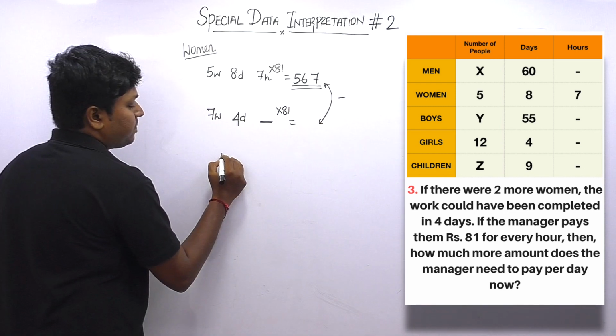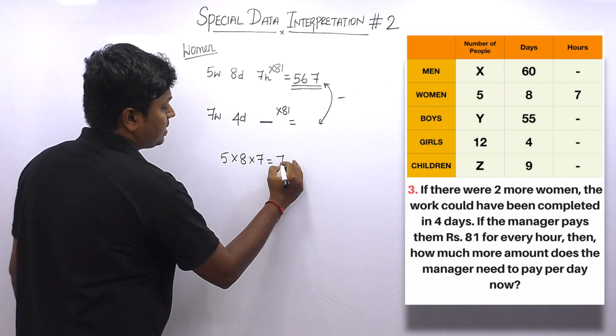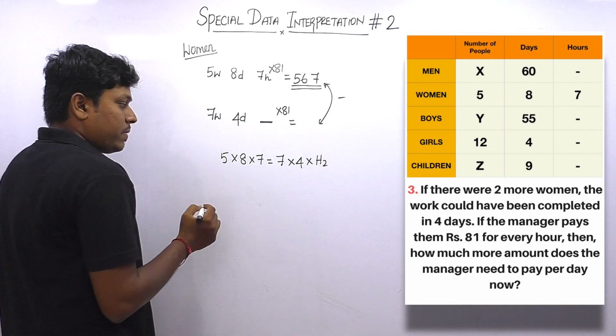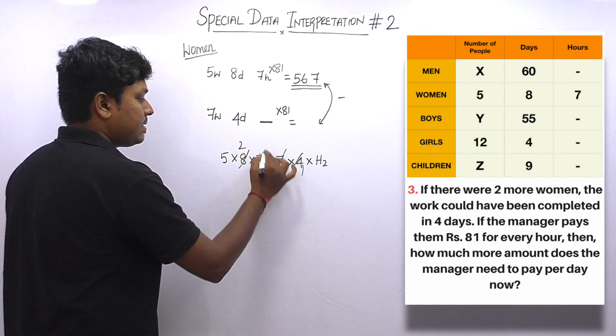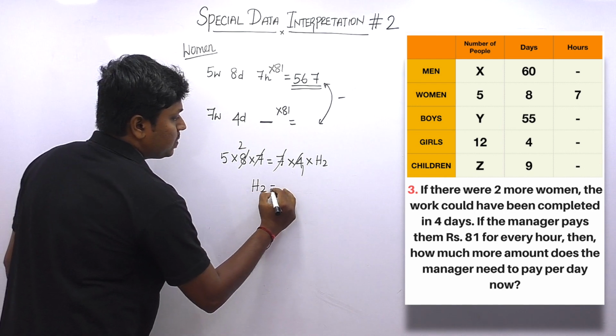So P1, that is 5, 8 and 7, is equal to P2, that is 7, 4 and H2. Got it? So now I think 1 4s are 4, 2 4s are 8. We can cancel this. We can cancel 7 and 7. So H2 will be, we can directly say that H2 is 10.